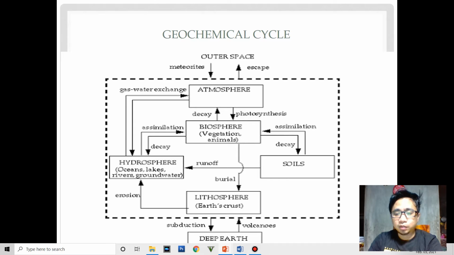Some of the components will assimilate going back to the biosphere through geological agents again. And then the atmosphere will have photosynthesis, which is of course essential for inhabitants like plants. Okay, so those are the processes. And then the biosphere also has a direct link to the lithosphere, and the lithosphere is the Earth's crust. It will also have a link to the hydrosphere through the form of erosion.